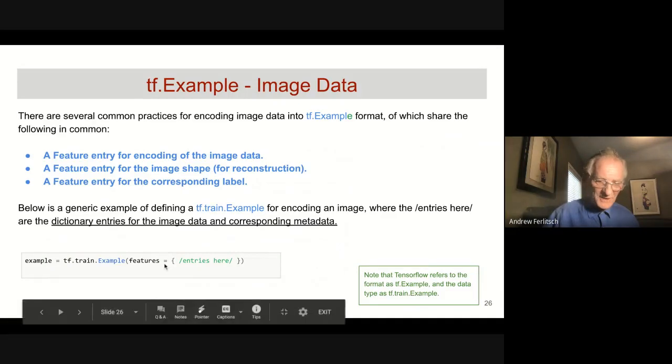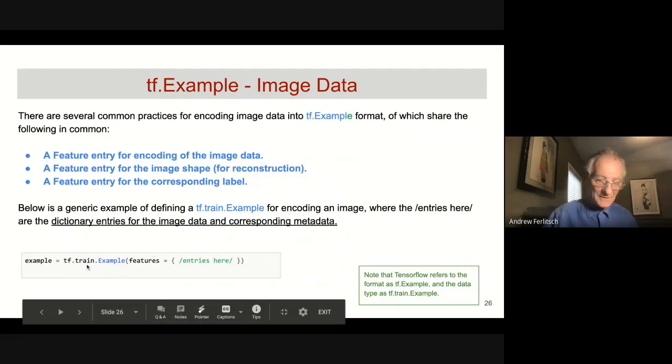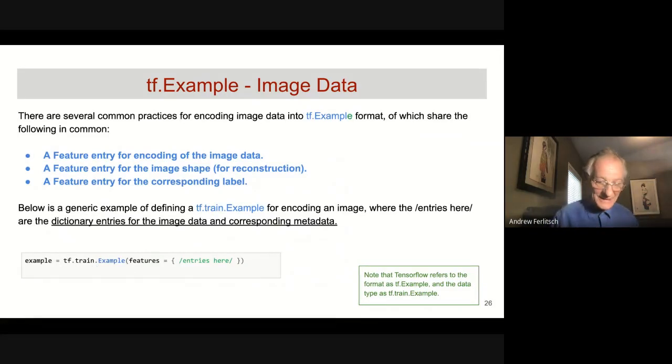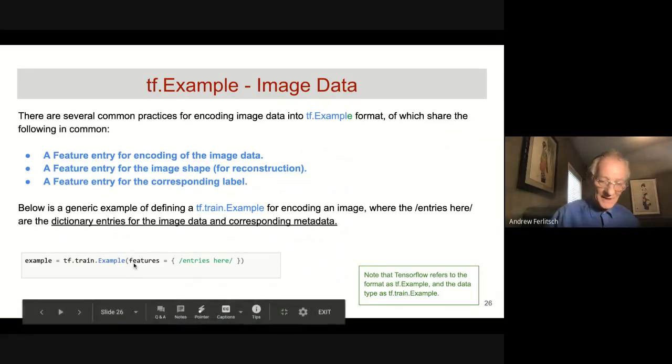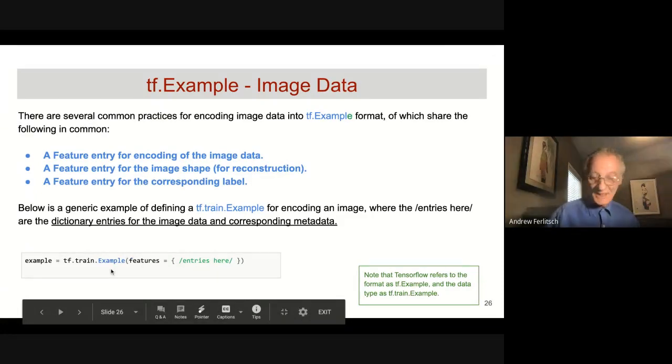Now, below, this is just me showing a generic example of creating a tf.train.Example. Okay, so I'm going to call tf.train.Example. I'm going to create an instance of it, and it takes a parameter called features, and this is just sort of my notation here to show this is where I'm going to specify the features that make up this example.